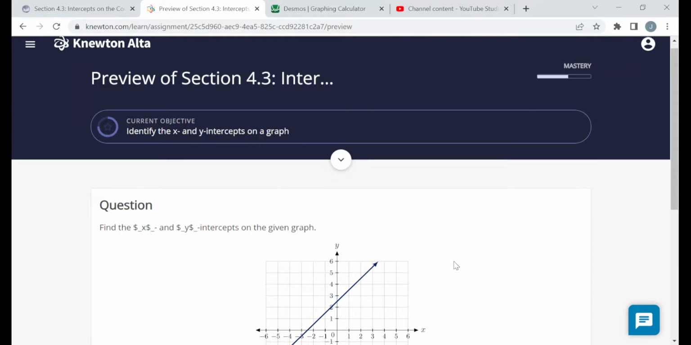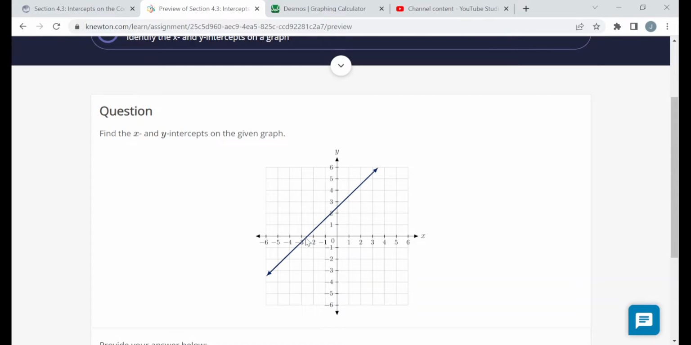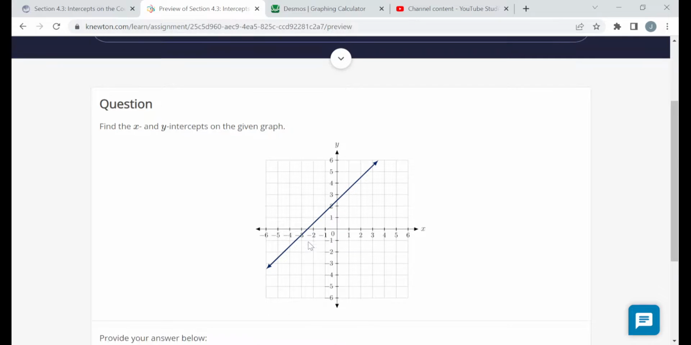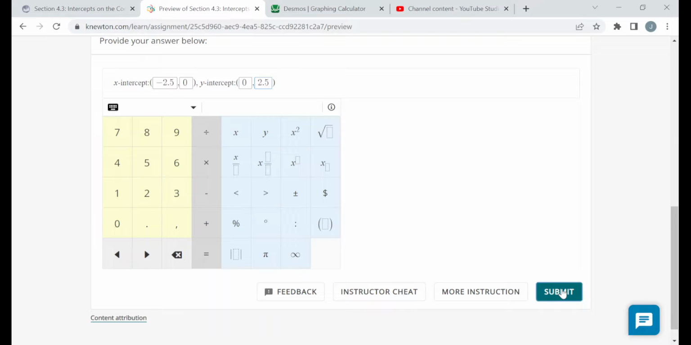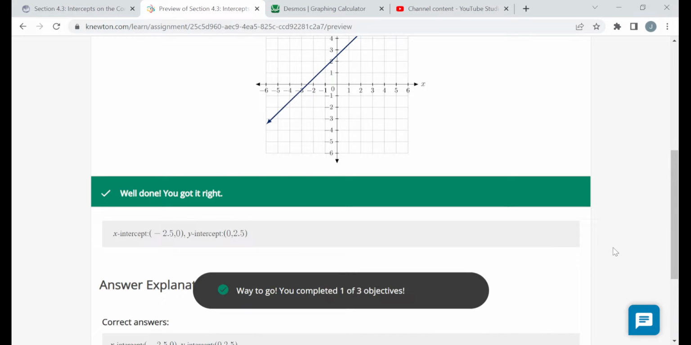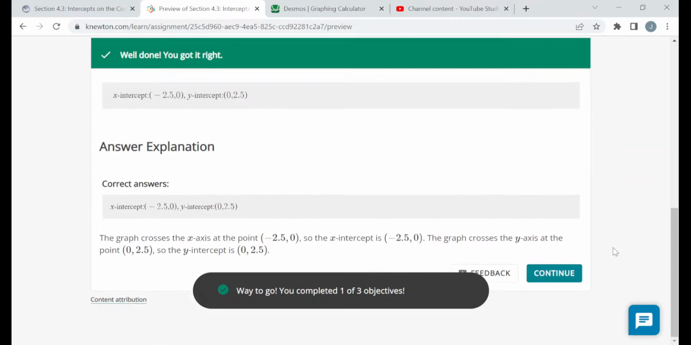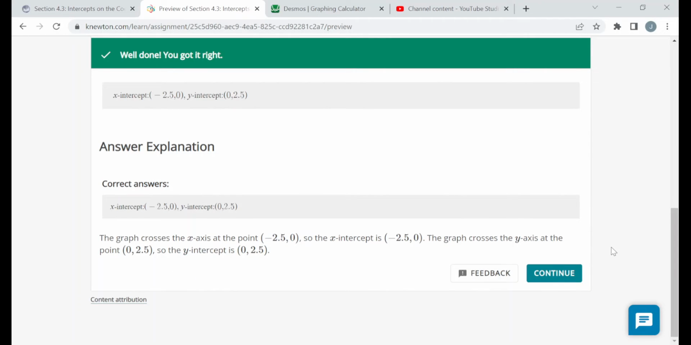And one more graph one. The x-intercept looks like it's at negative 2.5 on the x-axis. So negative 2.5 for the x-coordinate, and 0 for the y-coordinate. And then the y-intercept always has an x-coordinate of 0, and it looks like it crosses at positive 2.5 on the y-axis. So 0, 2.5. And that should be all they want. Alright, so that was the easy objective, right? Given a graph, tell me what the x-intercept and y-intercept are.